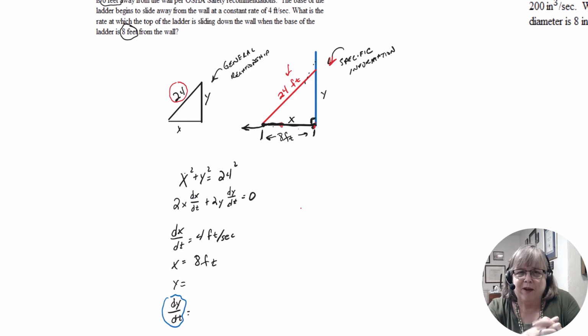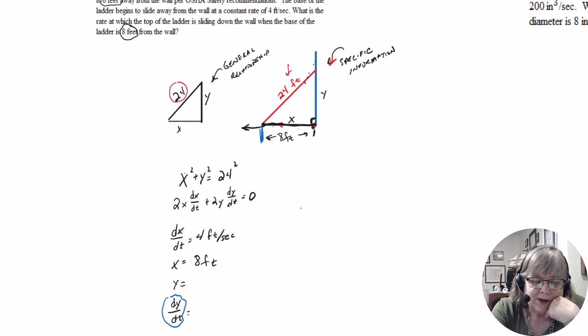And then if you get down to one or two that you don't know, find the one that you're supposed to solve for, and the other one must be hidden and you just haven't figured out what the number is yet. Okay, so let's go back up here to my specific information. And I know that from here to here is 8 feet. And I know that from here to here is 24 feet.